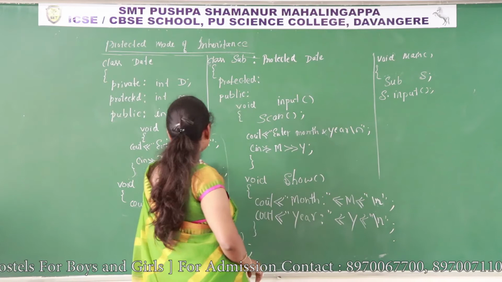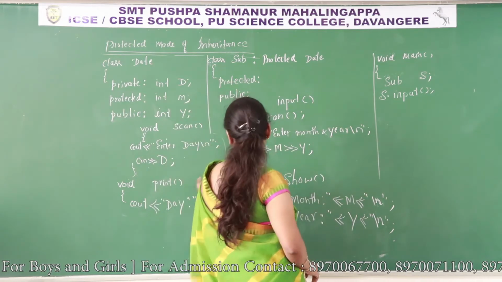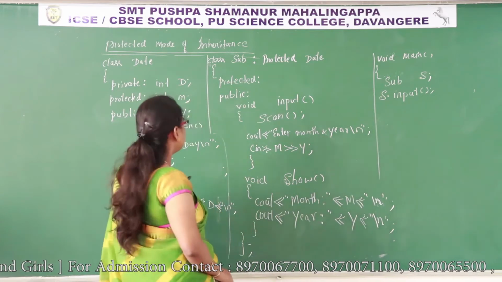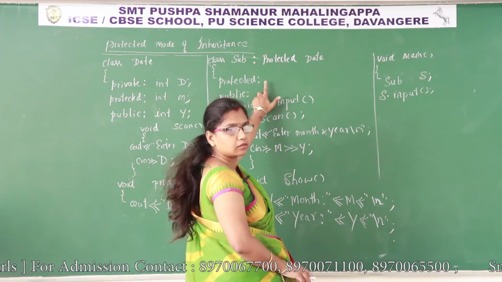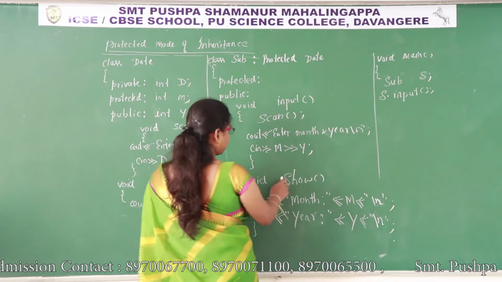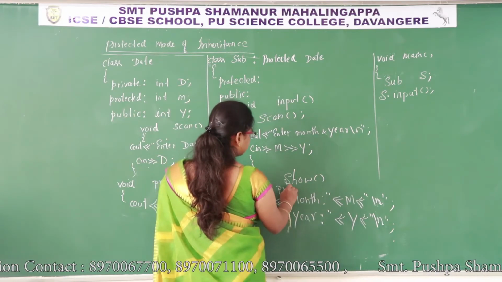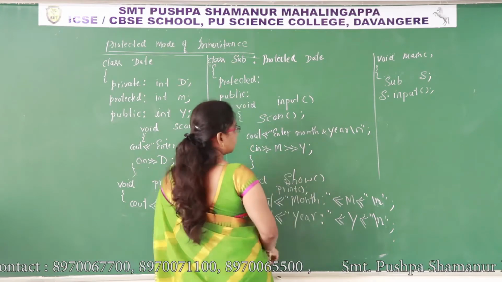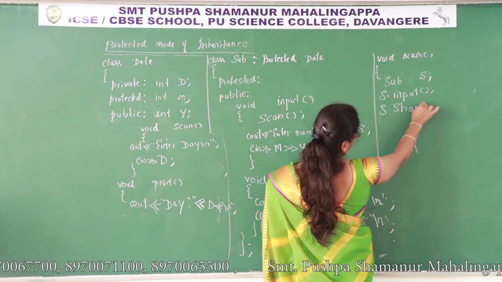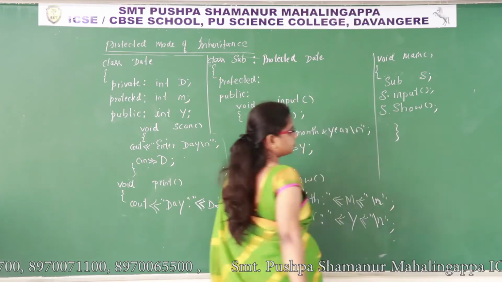After input function, I have to call print function. So print function belongs to protected section of this class. How to access a protected member? Through this public member function, print. So s dot show, close.